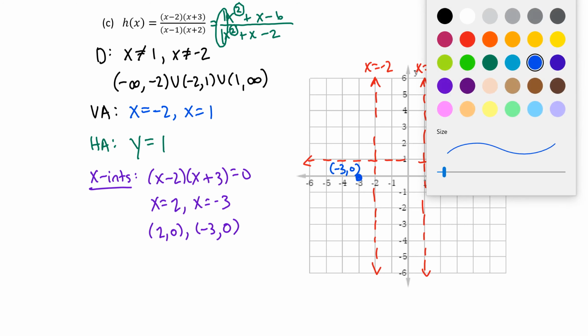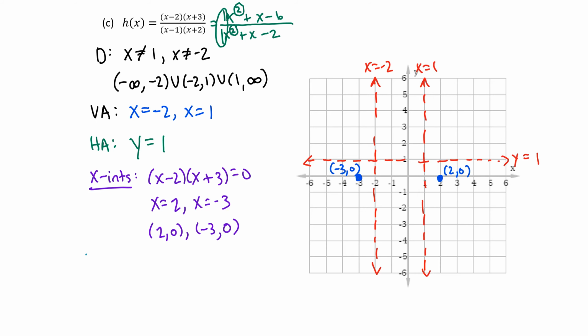And the last piece of information that we need is a y-intercept. The shortcut for a y-intercept is to find the ratio of constant terms. I can only do that if I have it in this multiplied out form. And -6 divided by -2 is +3.